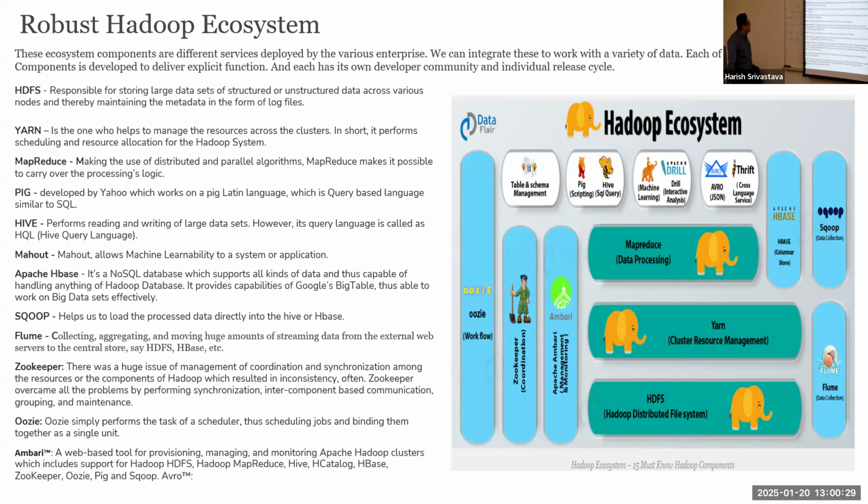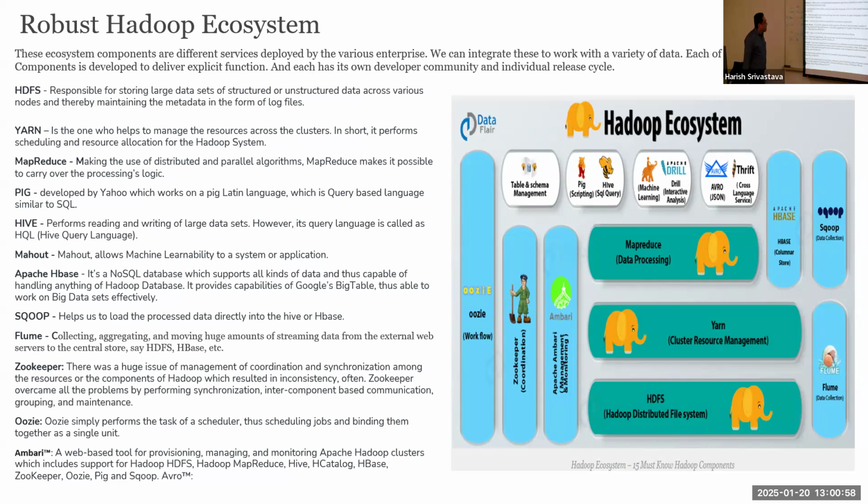Then you have Apache HBase. It's a NoSQL database which supports all kinds of data, thus capable of handling anything in the Hadoop database. It provides the capability of Google Bigtable, thus able to work on big datasets effectively. Apache HBase is used mostly for Google search. Then you have Sqoop, which helps us to load and process data directly into Hive or the Hive database. It is basically for the loading process, loading the data.